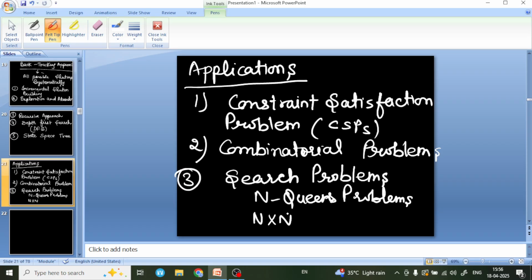And there are more examples of applications in which we use backtracking algorithms, like constraint satisfaction problems, combinatorial problems, searching problems, Sudoku problems, crossword puzzles, network optimization problems, generating permutations, combinations, subsets, resource allocation problems, scheduling problems, etc. There are so many problems in which we can use the backtracking approach.